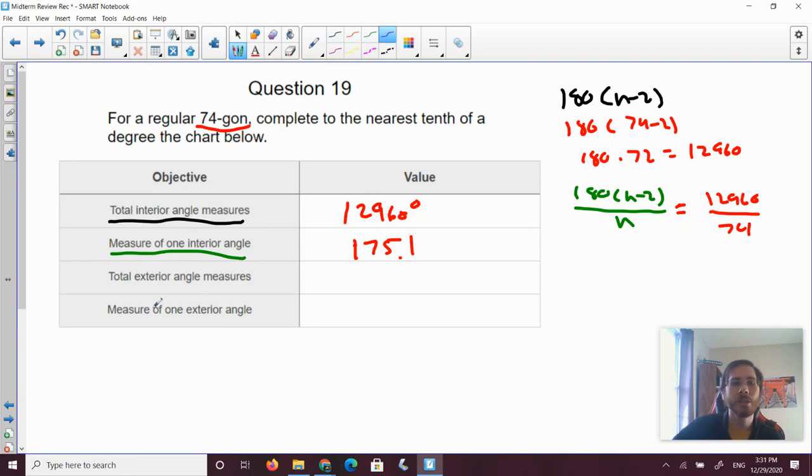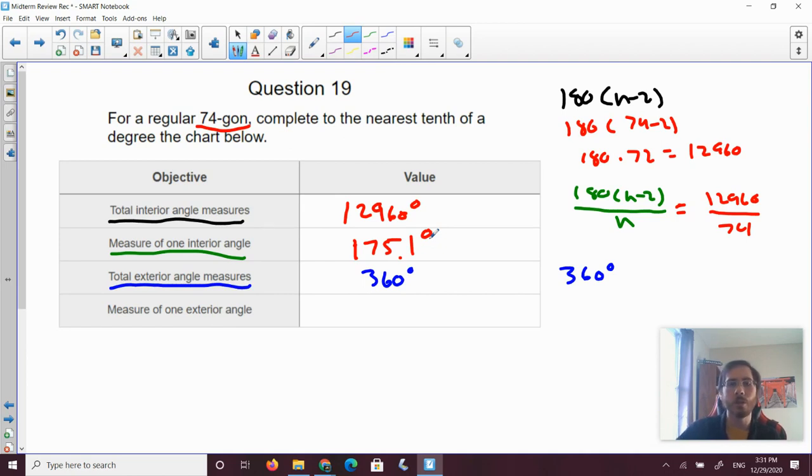The total exterior angle measures. Well, it's got its own. So this is one of our theorems, and it says that it's always just going to be 360 degrees. So we know that one is just straight up 360. We don't have to do anything. Total exterior is always 360 for a polygon.